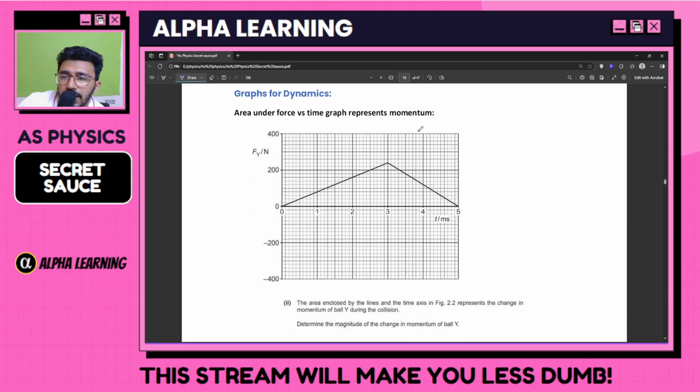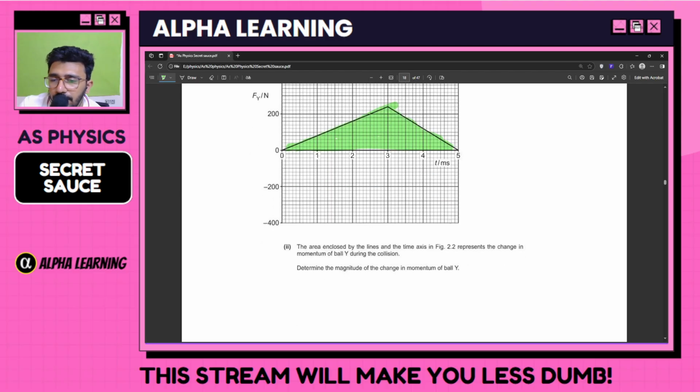Always remember the area under force versus time graph. That is this area. The area under force versus time graph represents what? Change in momentum, or momentum, you can say anything here. The area under force versus time graph represents momentum or the change in momentum. You have to determine the magnitude of change in momentum. What will you do? You will calculate the area under the graph. How will you do that?